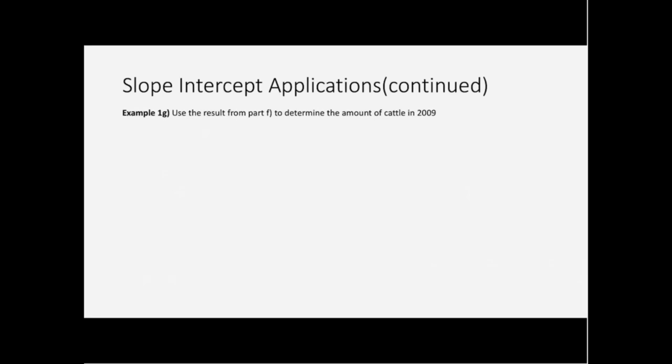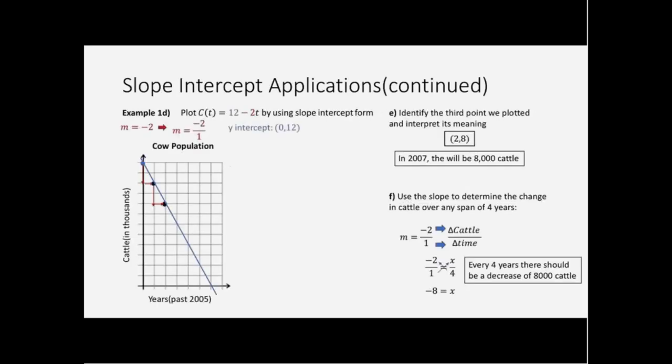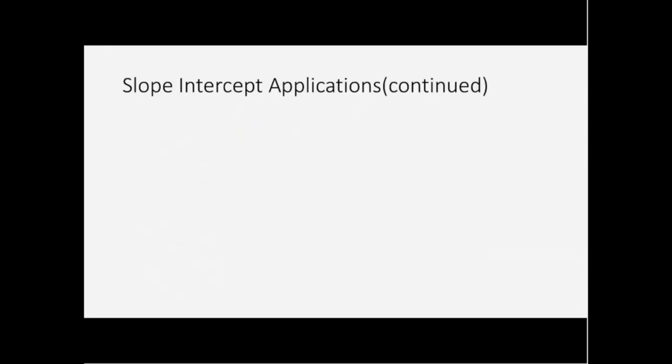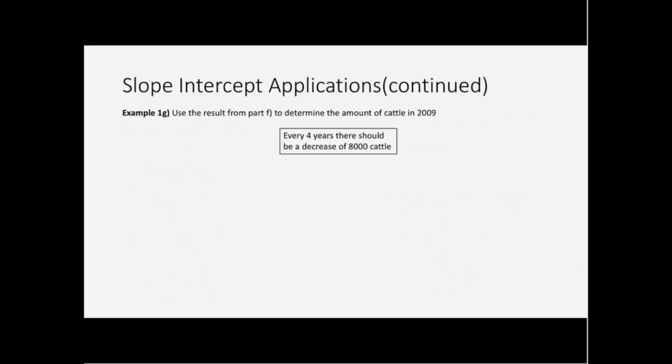Okay, last slide of this very lengthy first problem. Example 1, part G says, use the result from part F to determine the amount of cattle in 2009. So let's go back to that. What did it say in part F? Okay, well, we set up our proportion. We found out that every 4 years there should be a decrease of 8,000 cattle. And in this question, it says how many cattle there should be in 2009. Well, that's conveniently 4 years after my starting point. Every 4 years there should be a decrease of 8,000 cattle. Since it's 4 years after my starting point, and I started out with 10,000 cattle, you may have already figured it out.